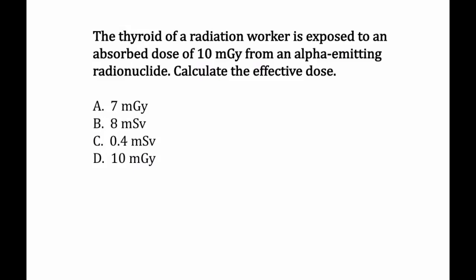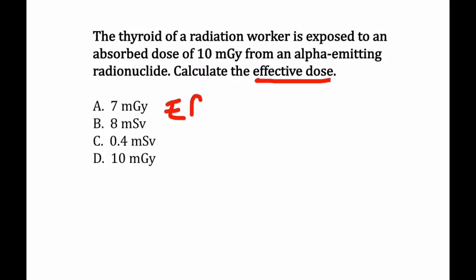Here's another question that makes things a little bit more complicated. The thyroid of a radiation worker is exposed to an absorbed dose of 10 milligray from an alpha-emitting radionuclide. Calculate the effective dose. So once again, the first thing that we should pay attention to is what kind of dose are we supposed to be calculating in the first place? And this question tells us very clearly that we're looking at the effective dose.